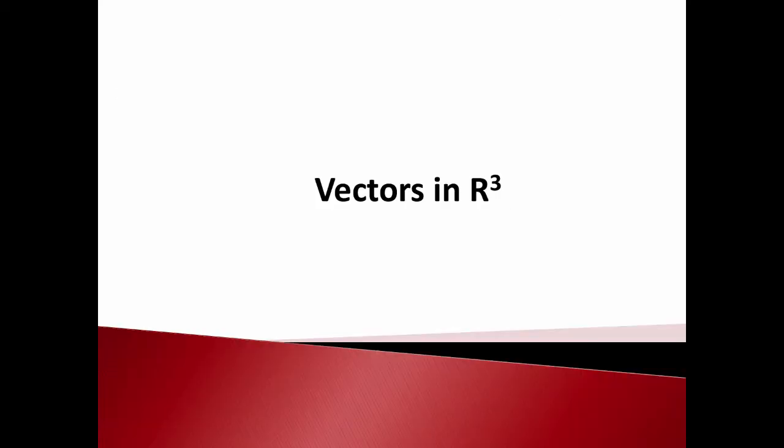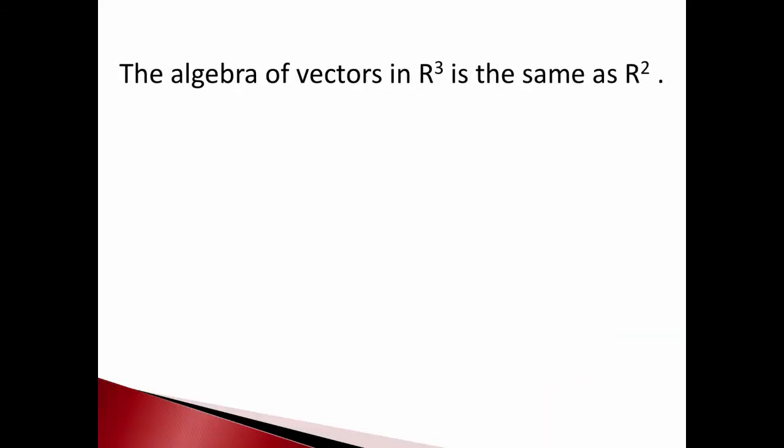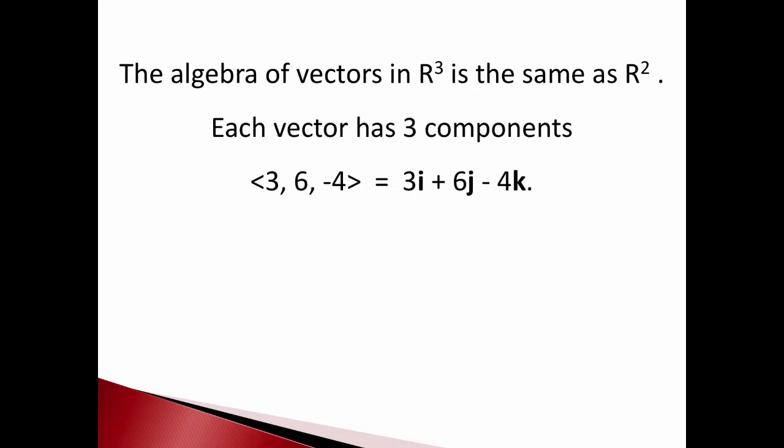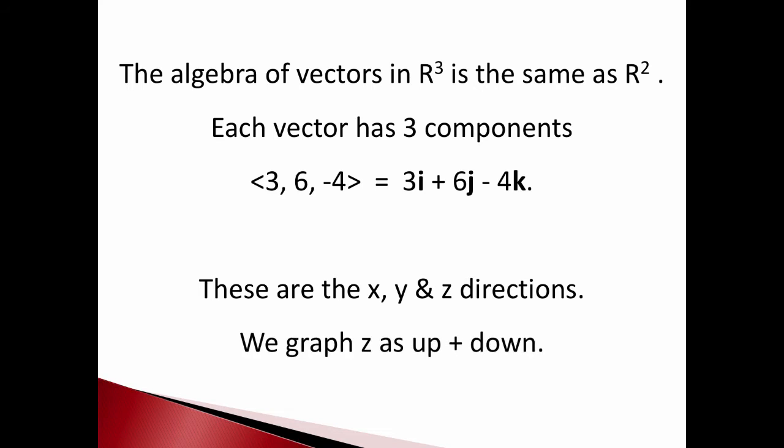Also, that finishes up vectors in 2 dimensions. We can do exactly the same sort of thing in 3 dimensions and it works just the same way. Every vector will have 3 components, so we might write them as, say, 3 comma 6 comma negative 4 in bracket notation, or 3i plus 6j minus 4k. So we tack on this extra letter. These are like x, y, and z directions. Okay? And of course, you can graph the z if you wanted to in 3 dimensions, sort of up and down. When you get to calculus 3, you'll do all sorts of things in 3 dimensions and be graphing things.